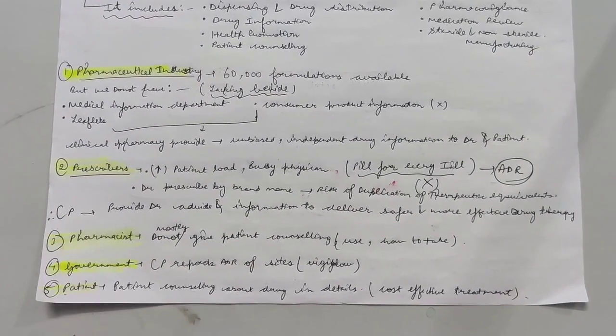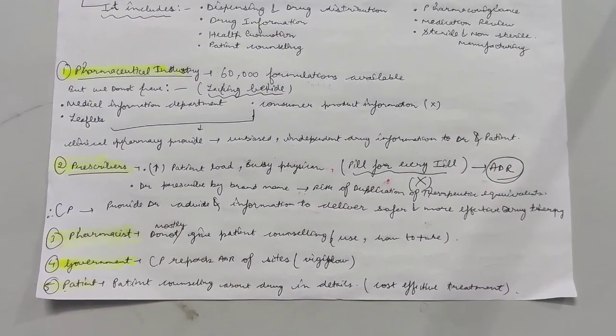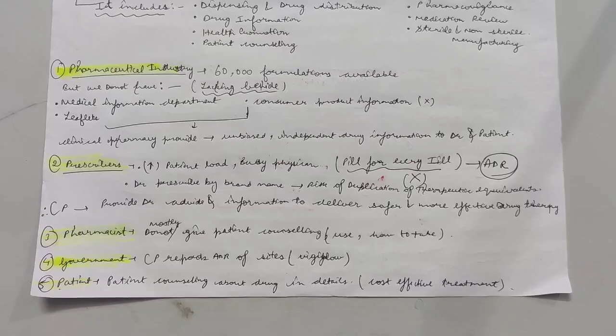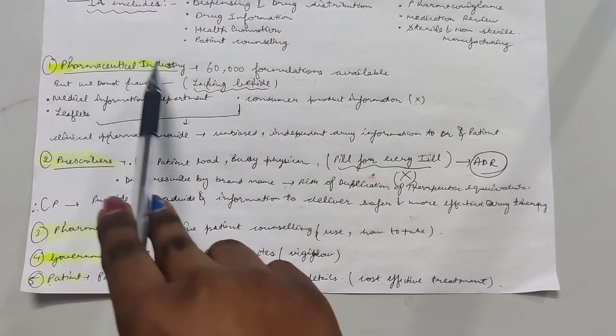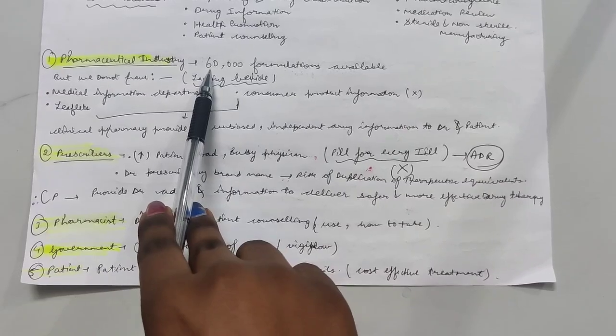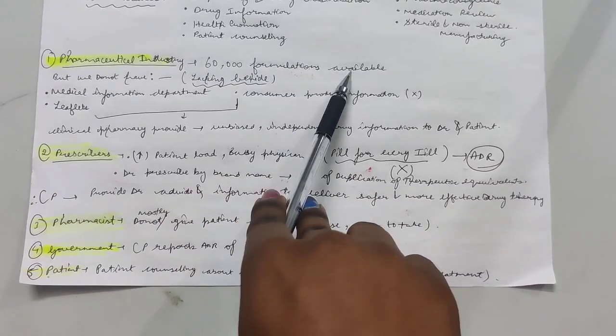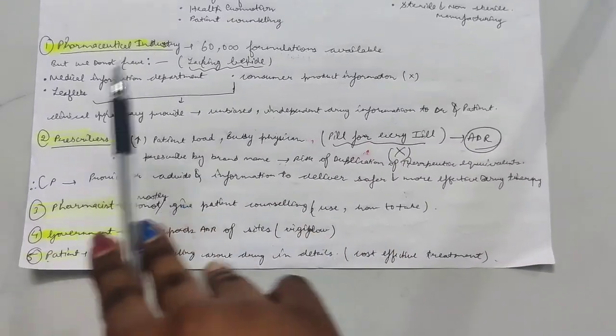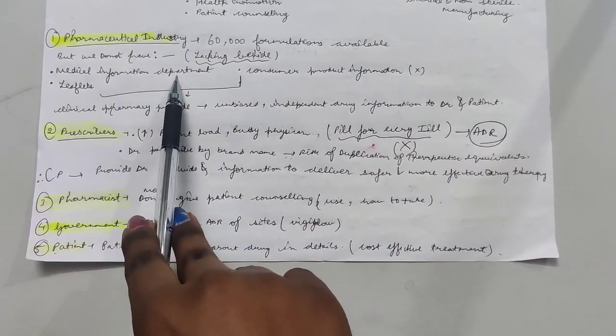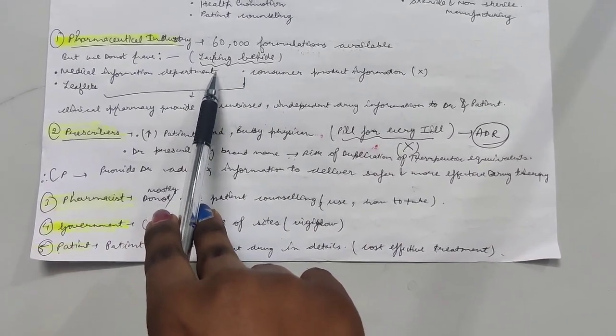In India, we have 5 main persons behind the clinical pharmacy profession. Number 1 is the pharmaceutical industries. There are 60,000 formulations available in the market. But we are lacking behind, as the medical information department is not there.